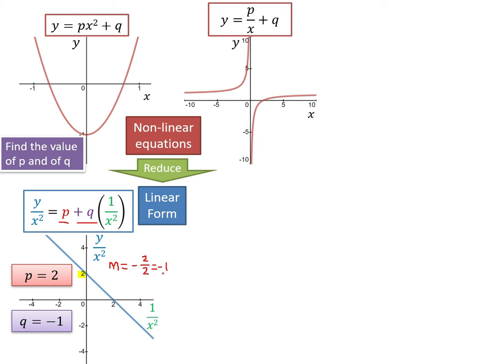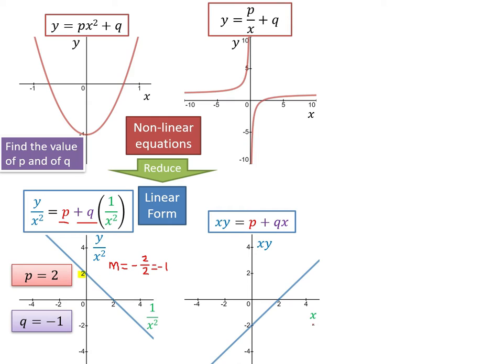Okay, let us look at the second graph, p over x plus q. I reduce it into linear form where the graph is moving up, with the big Y as xy and big X as x. Okay, tell me, what should I do? Times x both sides. So if we times x both sides, I get xy equals p plus qx. X times y becomes xy. P over x times x becomes p. The over x is gone. Q times x becomes qx.